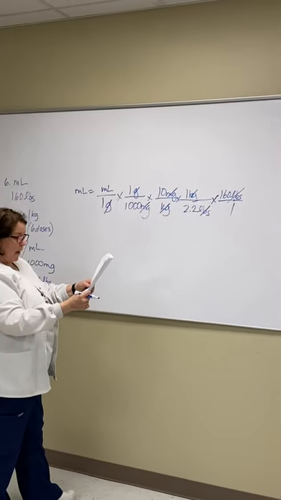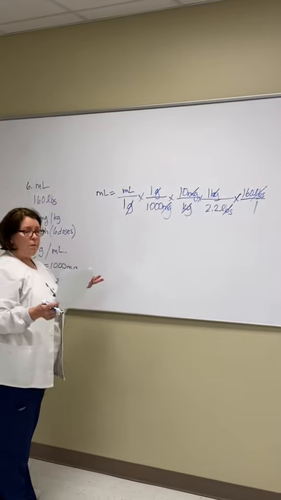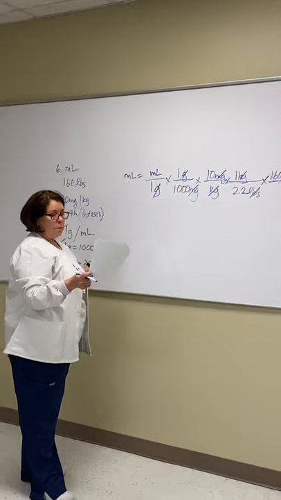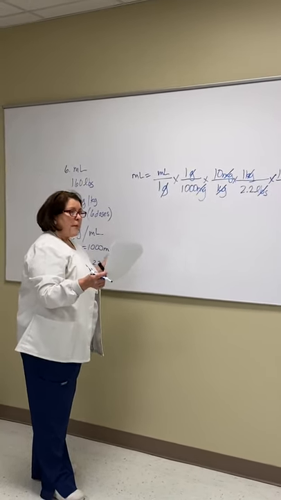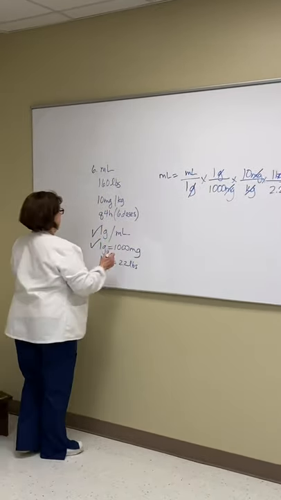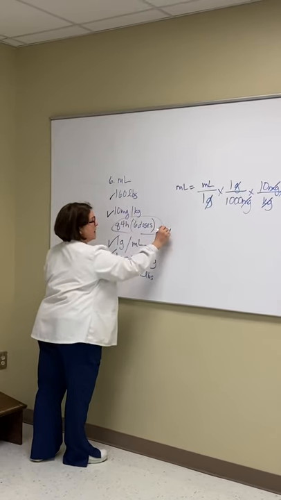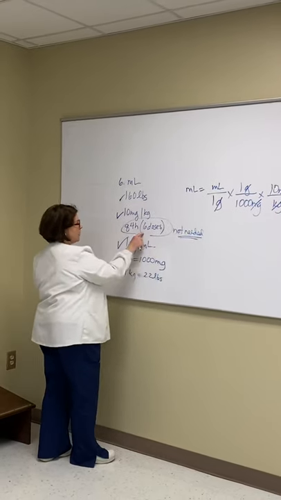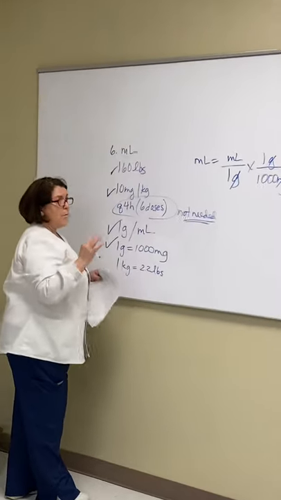Now it's a matter of doing our math. You may be saying, well, wait a minute, what about that every 4 hours? We didn't ask for how many mLs per day or anything like that. All we want to know is how many mLs for that particular dose. So in this problem, that is not needed. It's a distractor. We did not use this. If you divided by 4 or whatever, you messed up.